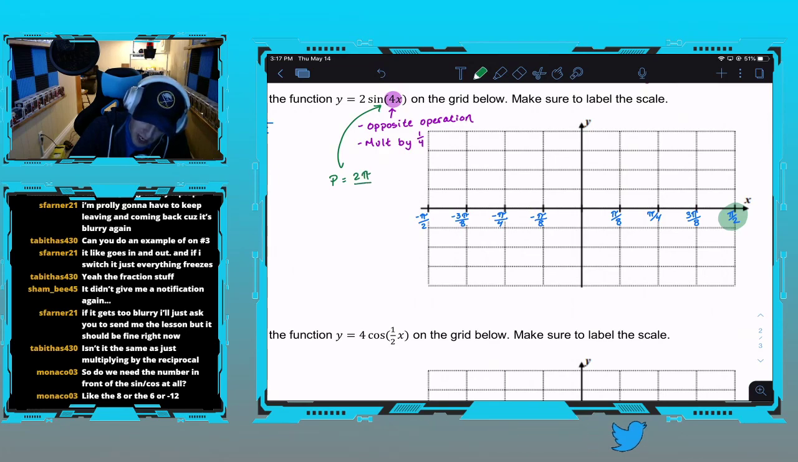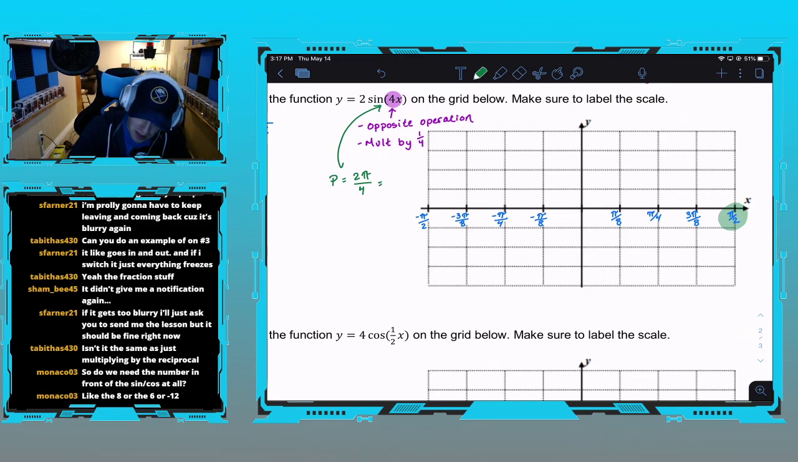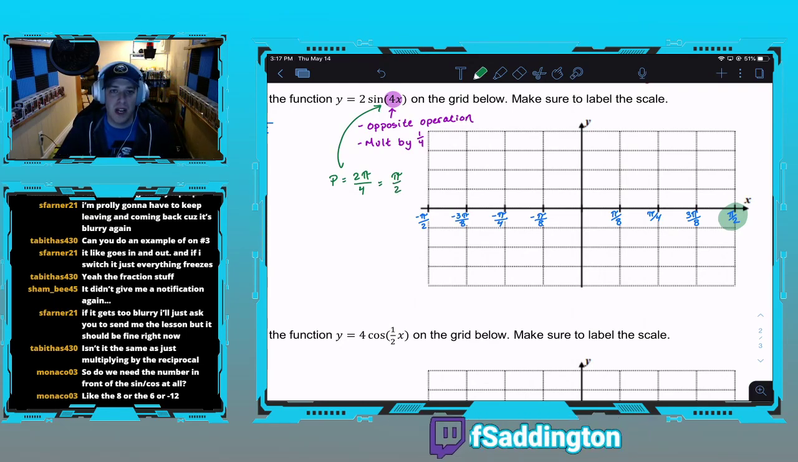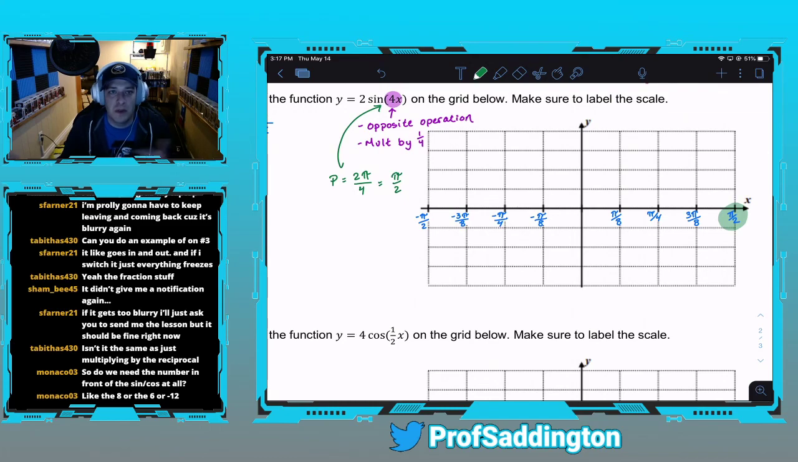So I have 2 pi over 4. Hey, if we reduce 2 pi over 4, doesn't that just give us pi over 2? Because the period formula is always 2 pi over b. So we already found the end, so we didn't have to do the period formula again because we already know it. Now, here's the best part.